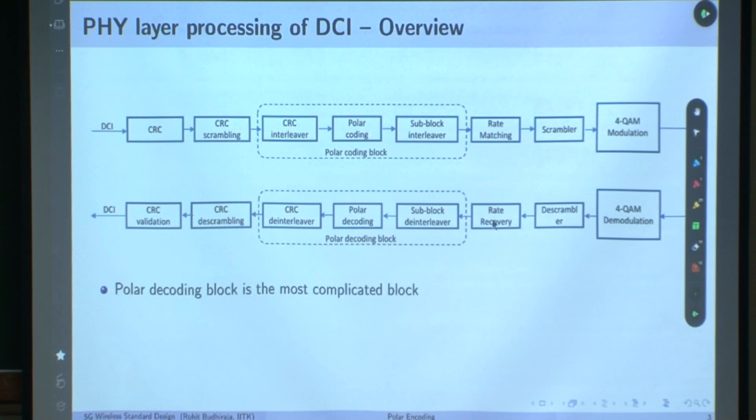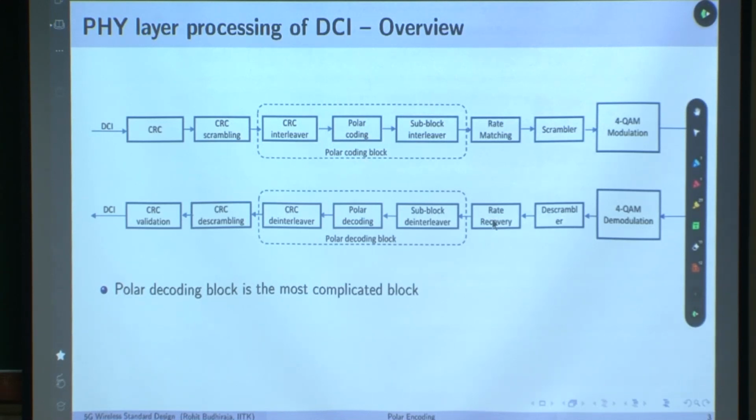Now, the first module which we are going to see, I'm going to skip the CRC interleaver for some time. We'll come back to it. But first we'll understand this polar encoding, and then, of course, the opposite of it, polar decoding, has to be done at the receiver. The standard polar coding block consists of these three different modules. Why this interleaver is there and why this interleaver is there, we'll understand in great detail. But let's first try to understand this.